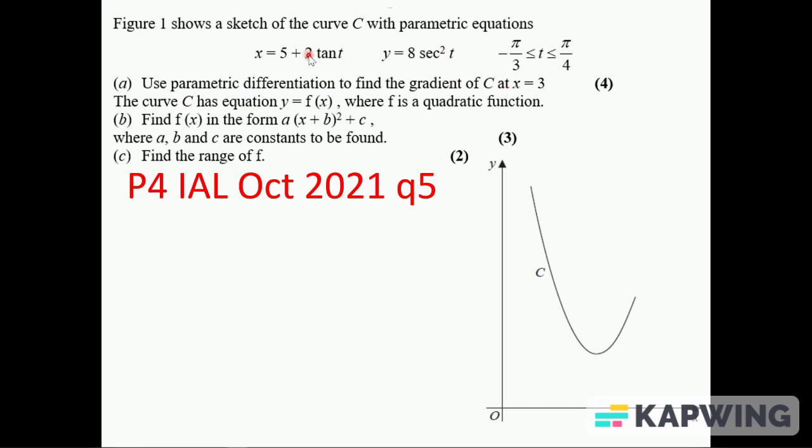It's tempting to look at this and think, oh, I can get a Cartesian here because I've got sec squared. I can get what tan squared is and use sec squared is 1 plus tan squared. But it specifically says use parametric differentiation, so I'll have to do that. Find the gradient when x is equal to 3. Then it says find f of x in that form. So that's when we use the trig identity to get the Cartesian form, and then we've got to find the range of f.